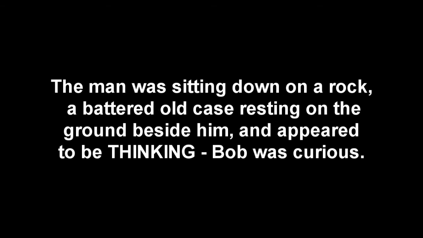One day Bob was making his way down the side of the mountain when he came across an old puppet master. The man was sitting down on a rock, a battered old case resting on the ground beside him, and appeared to be thinking. Bob was curious. He sat down next to the old man and asked him what was on his mind, and he told Bob all about how he had used to work at a large and very fancy theatre before it had been closed down. The old puppet master had loved the old theatre. It had been his livelihood and his home, and felt too emotional to tell Bob anything more about his old life.